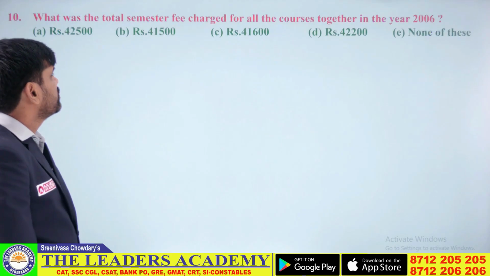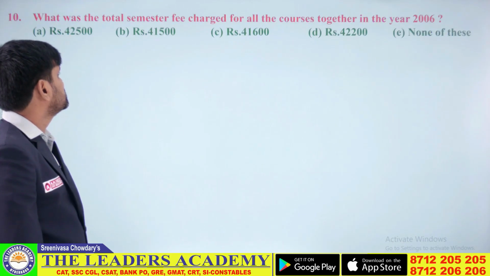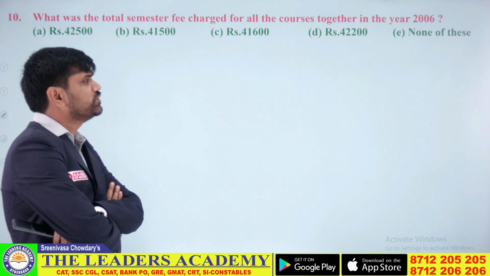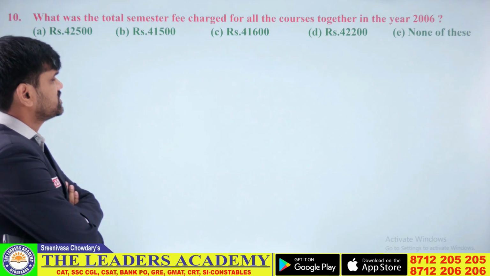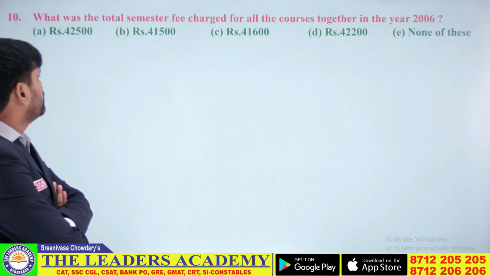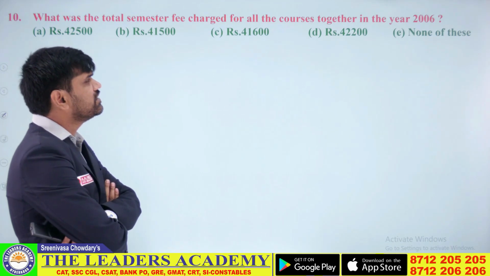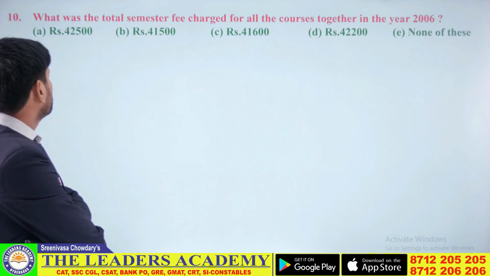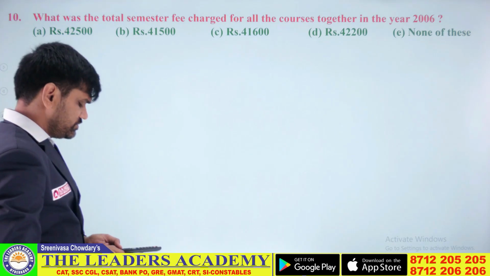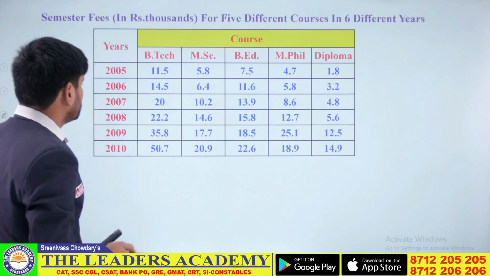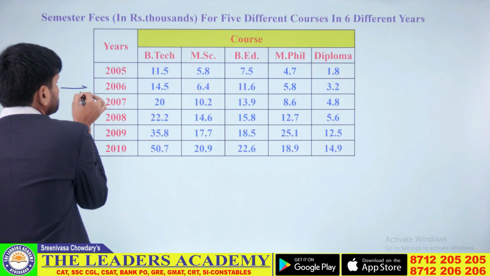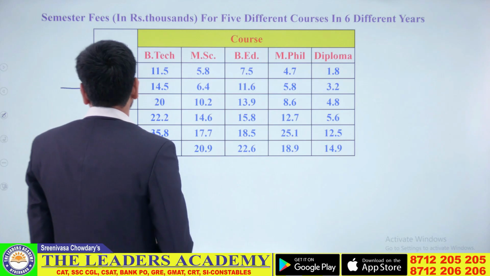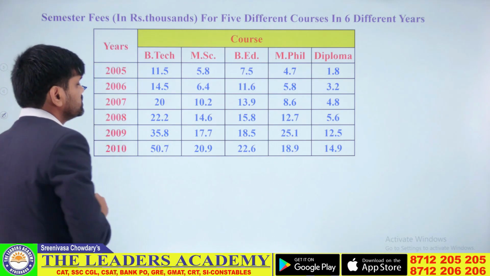Next, go to problem number 10, last problem in this set. What was the total semester fee charged for all the courses together in the year 2006? In the year 2006, what is the total semester fee charged for all the courses put together? Okay, go to the year 2006. In the year 2006, what is the total fee charged? You have to take this horizontal total.